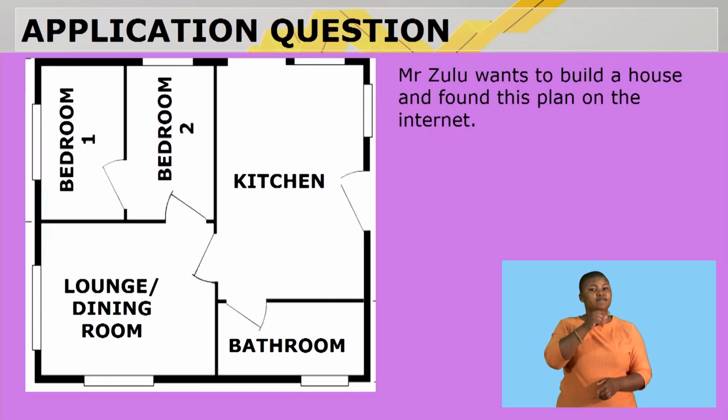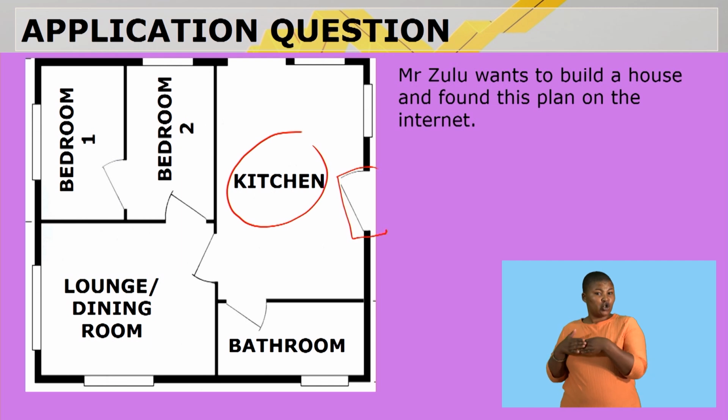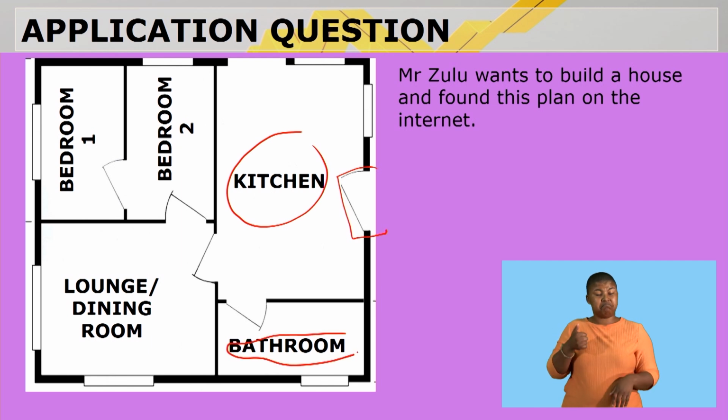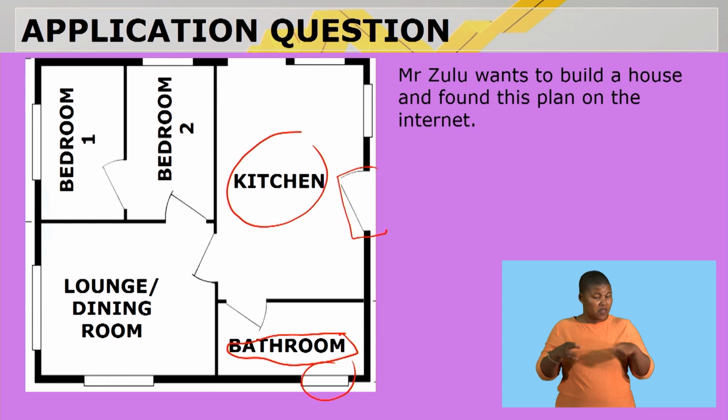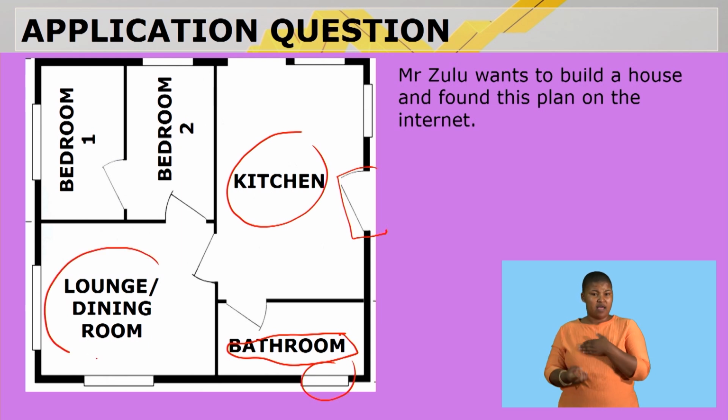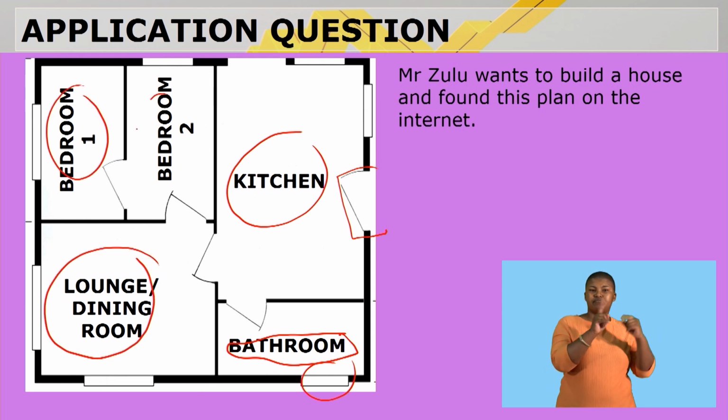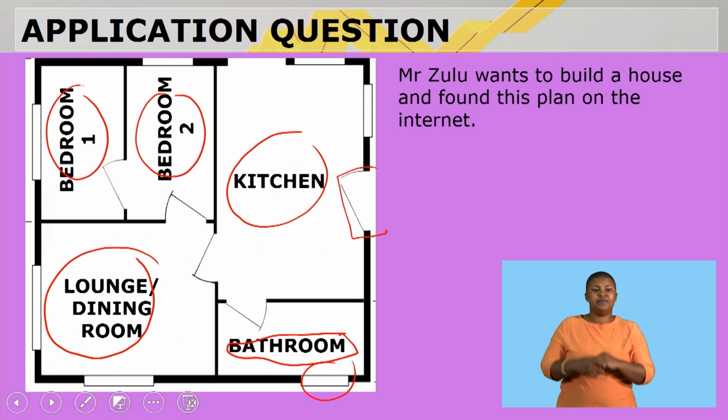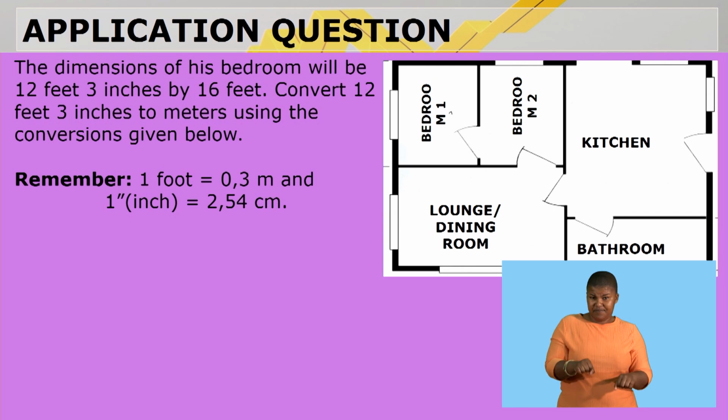Now let's look at Mr. Zulu. Mr. Zulu wants to build a house and found this plan on the internet. So now let's look at this. There is a kitchen, there's a door from the outside, so that's a good start. We have got a bathroom with a window, another good start, a lounge, and then 2 bedrooms. So everything we need is there. Let's look at the question.